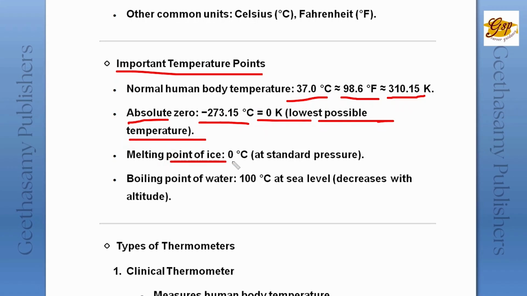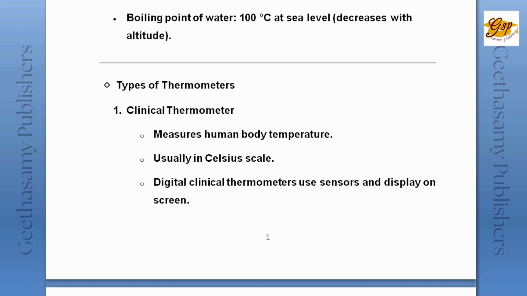The melting point of ice is 0 degrees centigrade at standard pressure. The boiling point of water is 100 degrees centigrade at sea level. That decreases with altitude. This is very, very important: it decreases with the altitude.